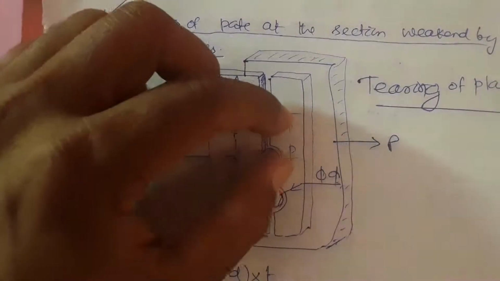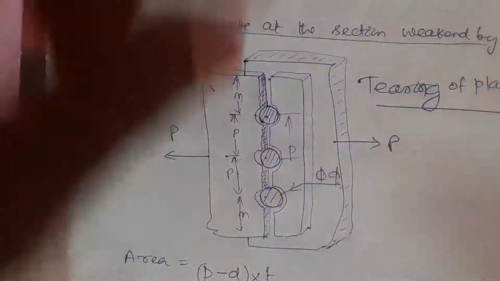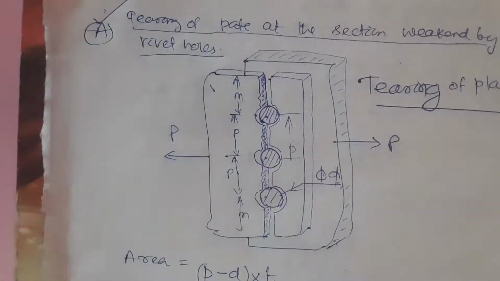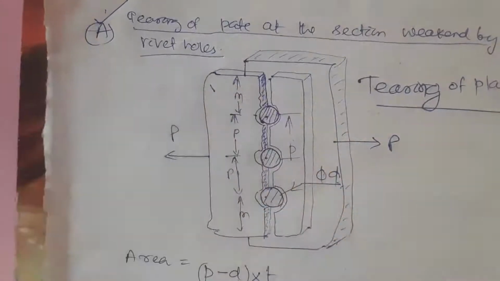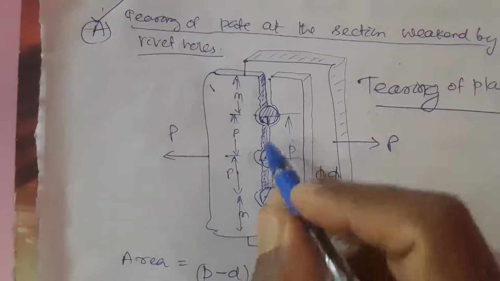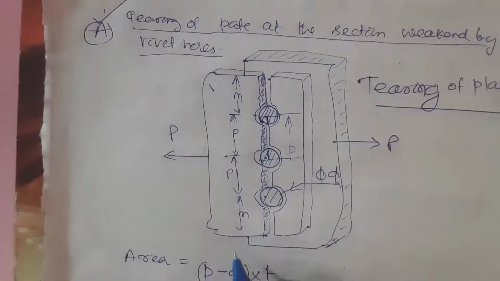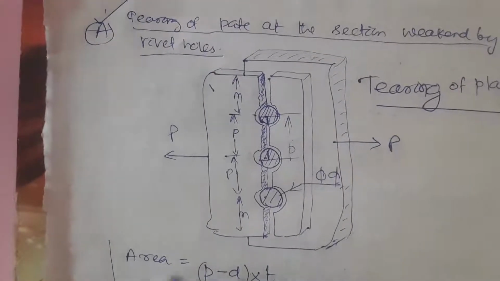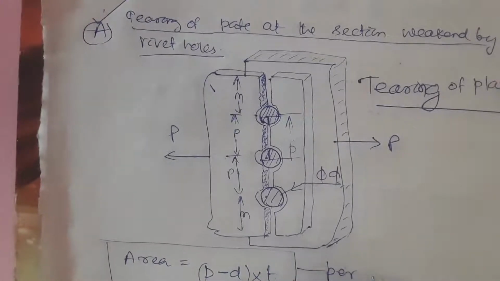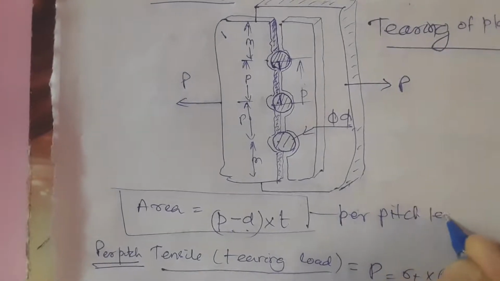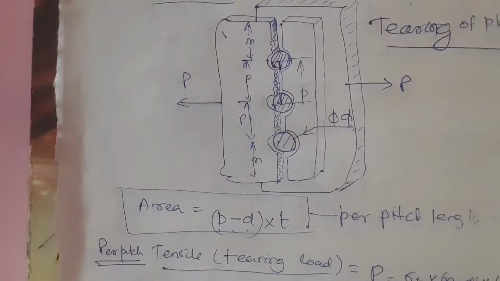But if you consider per pitch length, because these are repeated, if you calculate for per pitch length, it will be applied for the whole plate. So per pitch length, the area will be p minus half d from this side and half d from this side, so it will be p minus d. Actually it is p minus d into t is the area. So this is the area per pitch length, which is providing the tensile resistance against the tearing failure.